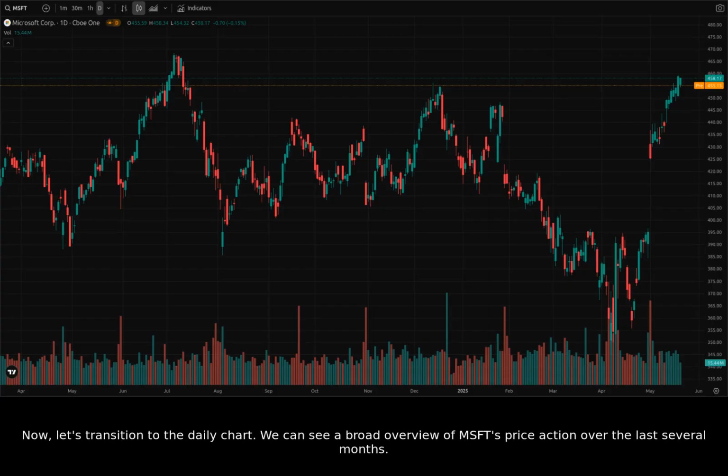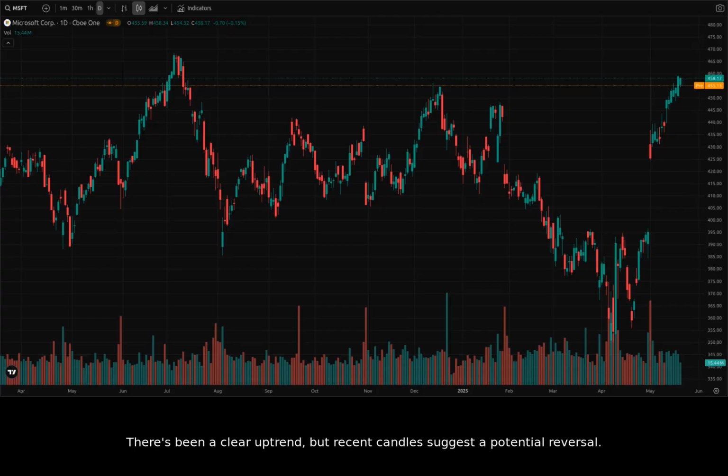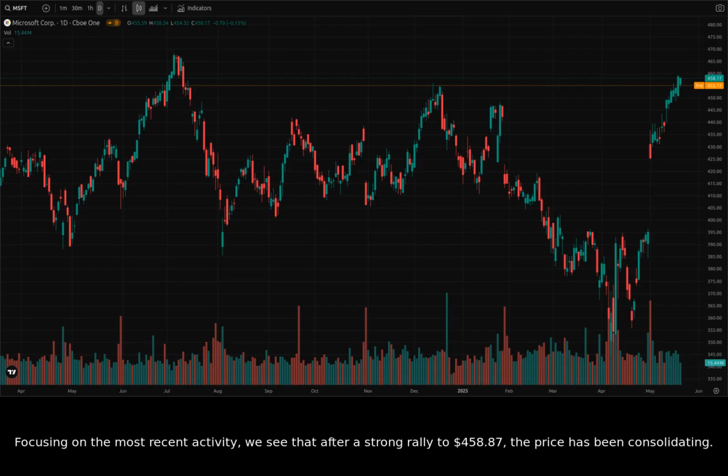Now, let's transition to the daily chart. We can see a broad overview of MSFT's price action over the last several months. There's been a clear uptrend, but recent candles suggest a potential reversal. Let's examine a specific date range to pinpoint key levels and patterns. Focusing on the most recent activity, we see that after a strong rally to $458.87, the price has been consolidating.